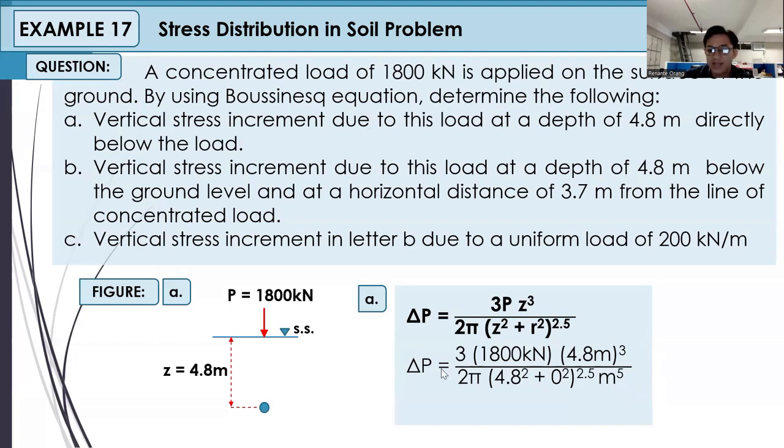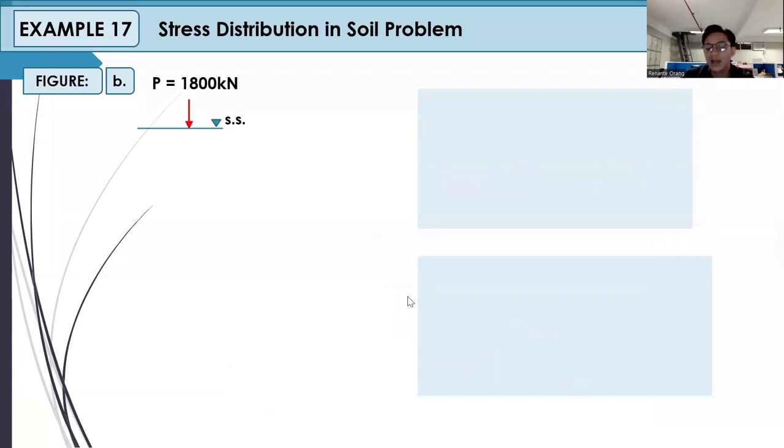So, change in P again is the change in pressure or increase in pressure due to this load at that certain point. So, I hope that you're done with your calculation. Our answer is 37.302 kilopascals. Ayan. Okay, so let's proceed with our letter B. The same lang din siya sa ating letter A. Ang kaibahan lang talaga nila is meron tayong horizontal distance na 3.7 meters.